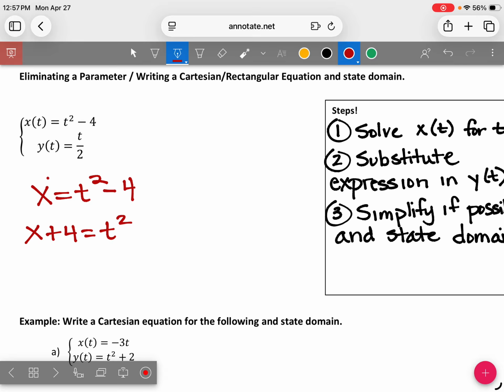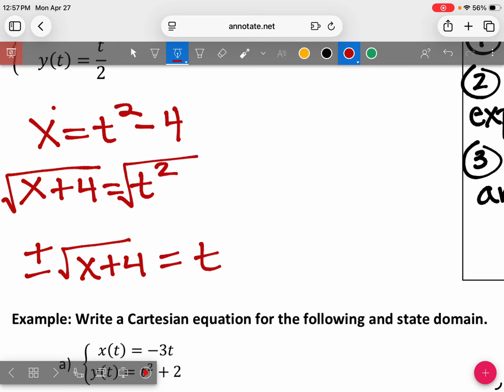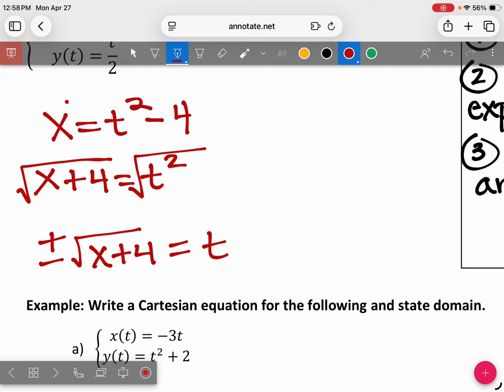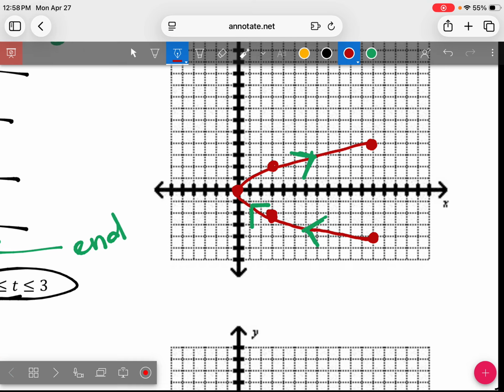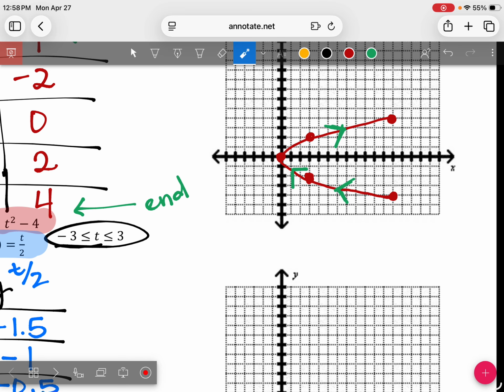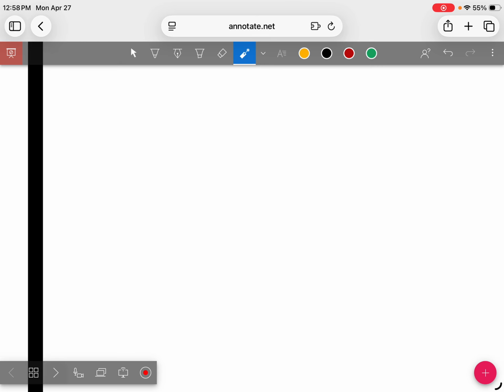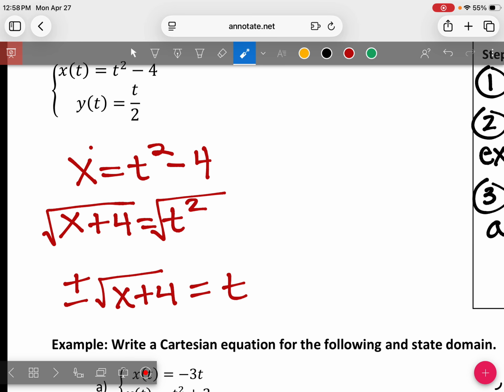And then to get rid of the square, I have to take the square root of both sides. Okay, so this is the part that is different. Normally, when we're talking about a function, we don't put the plus minus in front because we want it to be a function, which means it has to pass the vertical line test. But if we go back really quickly to the graphs we did Friday, notice that none of them are functions. So I want the whole graph. So that's why if you take a square root, you have to put the plus minus in front.